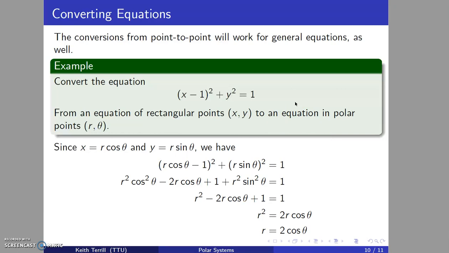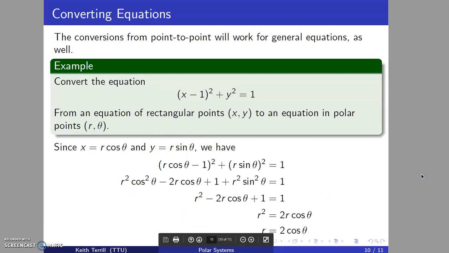Suppose I wanted to convert the equation (x minus 1) squared plus y squared equals 1 from rectangular to polar. Well, x is r cosine theta, and y is r sine theta, so we're just going to stick all that in there. After I square everything out, I've got r squared cosine squared theta minus 2r cosine theta plus 1, right? That's coming from squaring out this guy right here. And then (r sine theta) squared is just r squared sine squared theta. The r squared sine squared theta and the r squared cosine squared theta just becomes r squared.